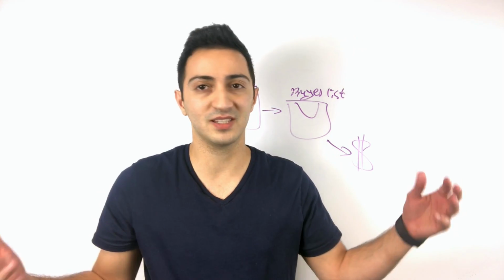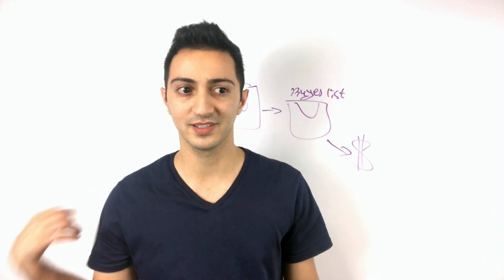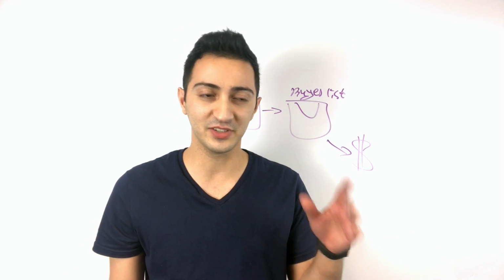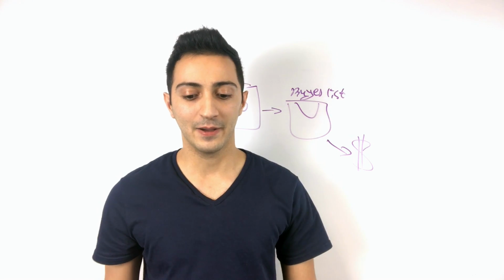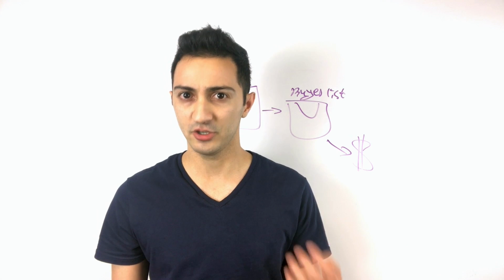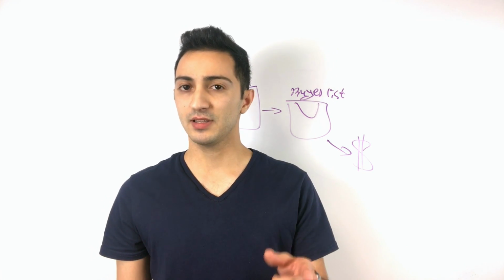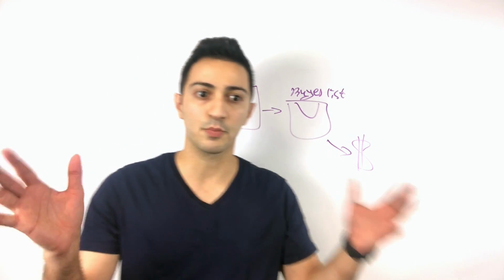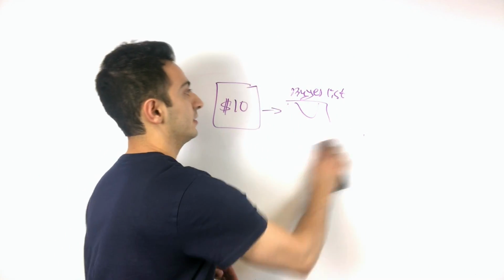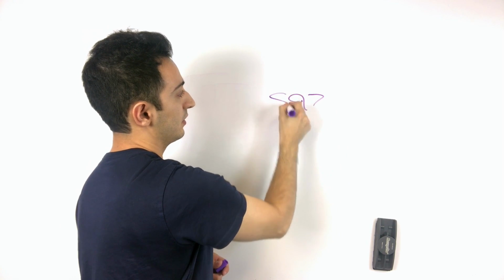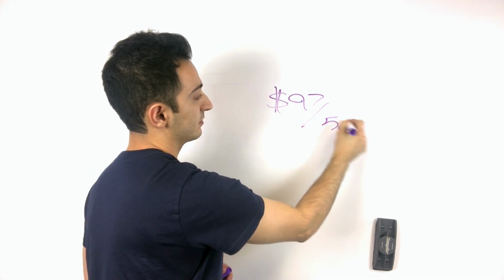The second one is quite simple, but people don't bother doing this, and it's something I learned by experience: asking the product owner to increase your commissions. Surprisingly, this is something you can do on Clickbank, in case you didn't know. Let's say a product has a 50% commission, and the product is $97, and you get a 50% commission.